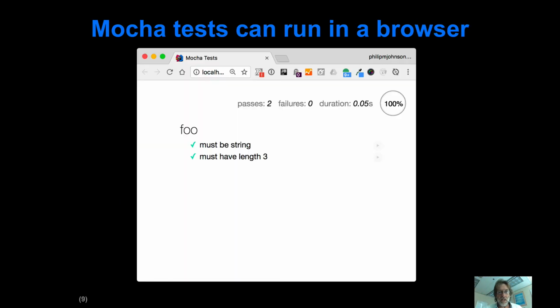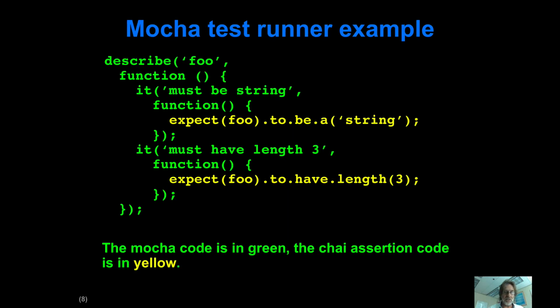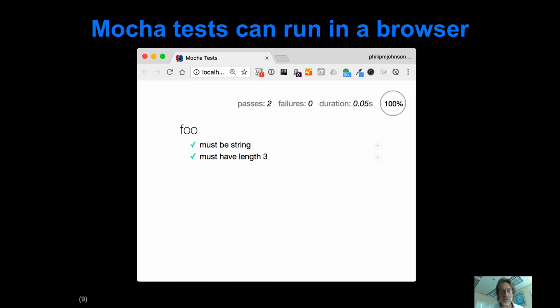And so if you do everything correctly, you can bring up a page that the Mocha library provides the template for, and the bringing up of that page in a browser will run your tests and then report the results for you. So here we have this code that says foo must be a string, must have length 3. If that code were to be run, and I'll show you how that works in a second, then you get a page that looks like that, which is pretty cool. It tells you whether or not it's a string. It tells you that those two it clauses were true for that particular describe clause of foo.